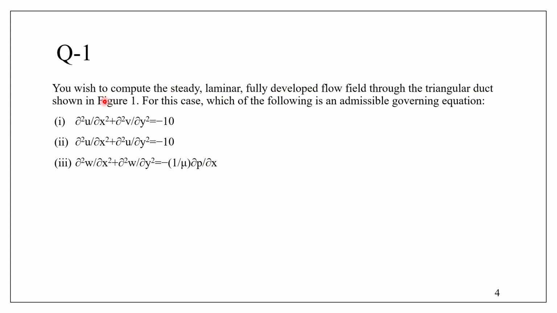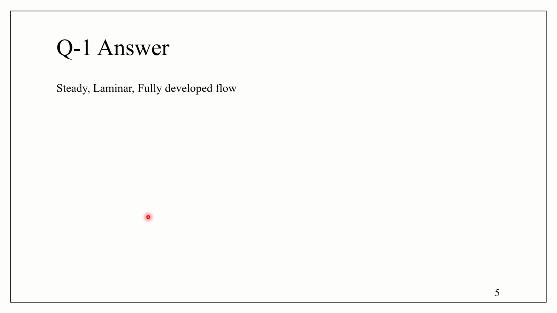In figure 1 it is just a triangular duct. Which is the admissible governing equation of the 3, or is it present over here? That is the question. The options are: option A, only the first equation is right. Option B, the second equation alone is right. Option C, the third equation alone is right. Option D, none of the above. So the answer is option D, none of the above. Why? We'll see.